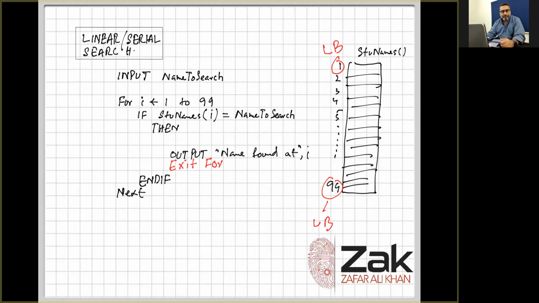But let's say for this particular search, if we are searching for the names of students, then we have to actually understand that students might have the same name, several students might have the same name. So we should not put this exit for. So as many times as the name appears, it will be output.